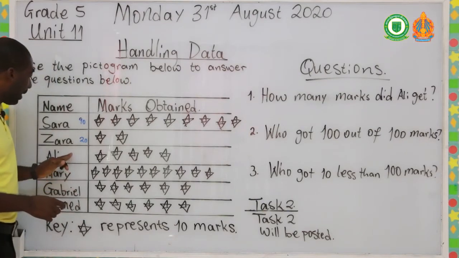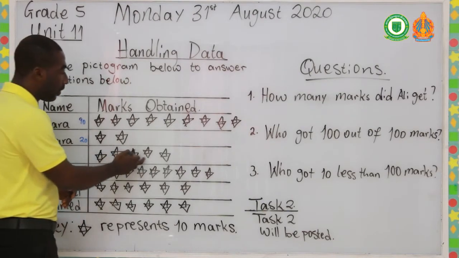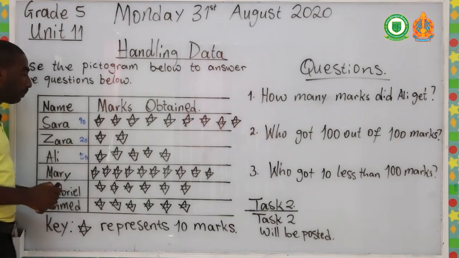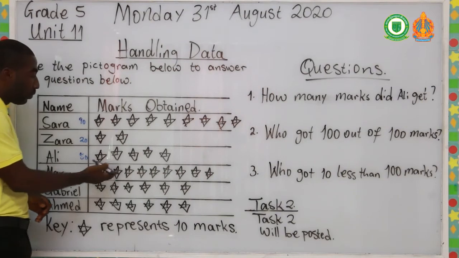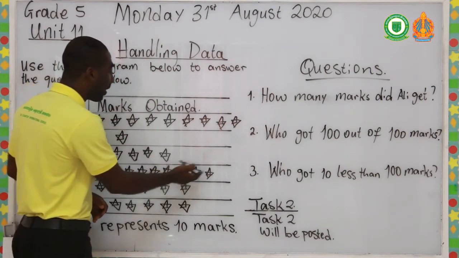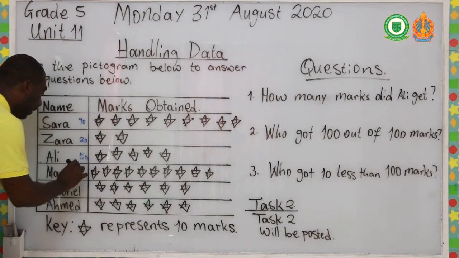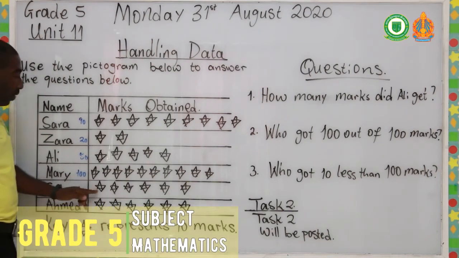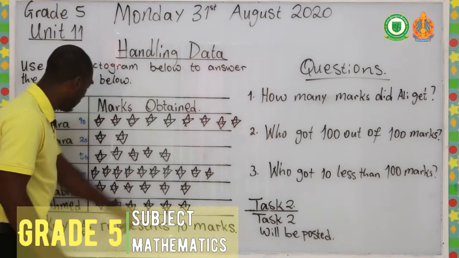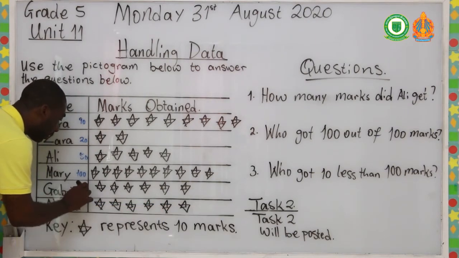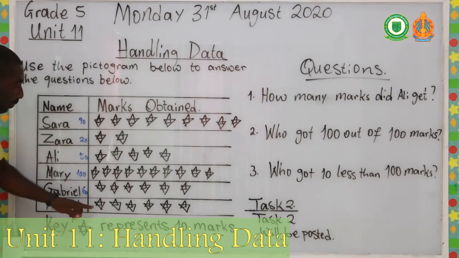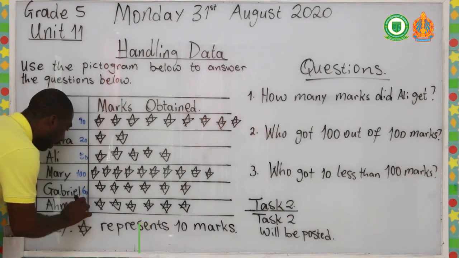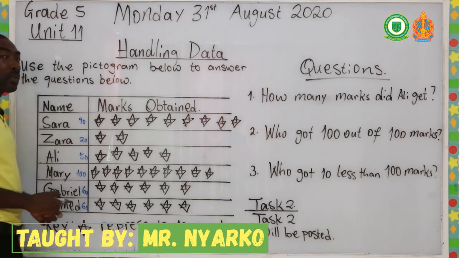And then let's look at what Ali is having. Ali is having 1, 2, 3, 4, and 5. So Ali is having 50, okay? Mary is having 1, 2, 3, 4, 5, 6, 7, 8, 9, and 10. That means Mary is having 100, okay? Gabriel is having 1, 2, 3, 4, 5, 6, okay? So Gabriel is having 60. And then Ahmed is having 1, 2, 3, 4, 5, 6. So Ahmed is also having 60 marks as well.